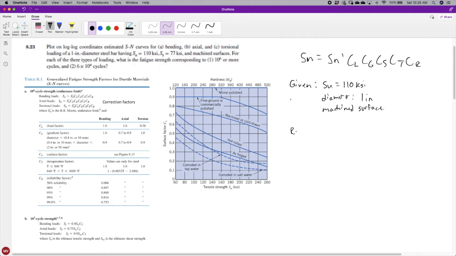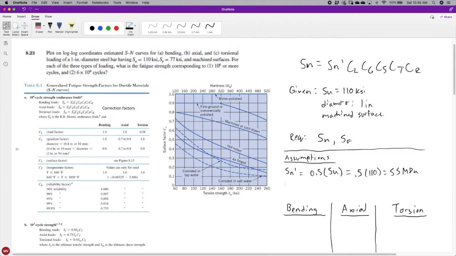So what we need to draw our SN curve is our endurance strength and our fatigue strength. The good news about calculating our endurance strength is that it uses the same formula for all types of loading, although the numbers will be slightly different. We have our Moore endurance limit multiplied by our load factor, multiplied by our gradient factor, which pertains to our diameter given, our surface factor, which we use this graph to calculate, our temperature factor, and our reliability factor.